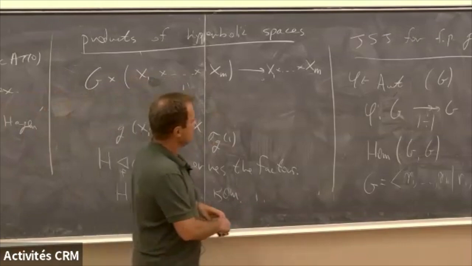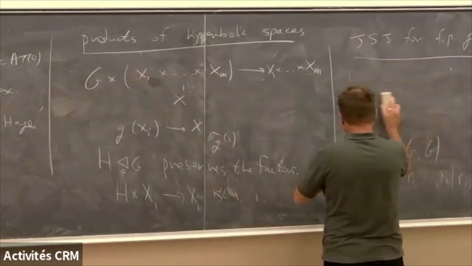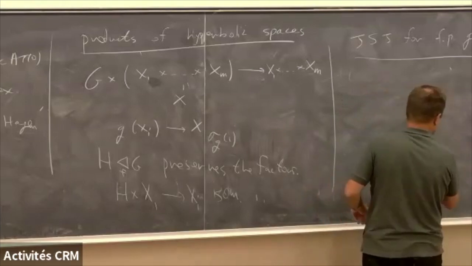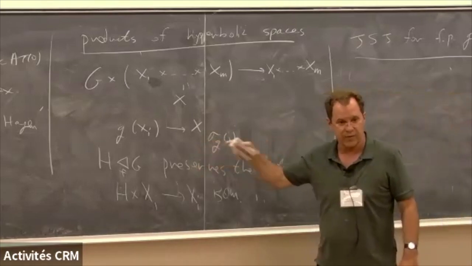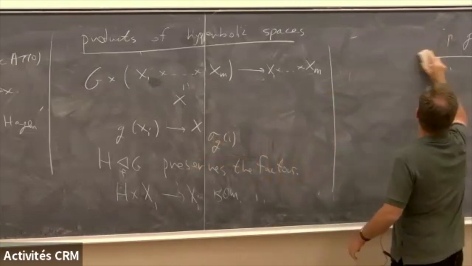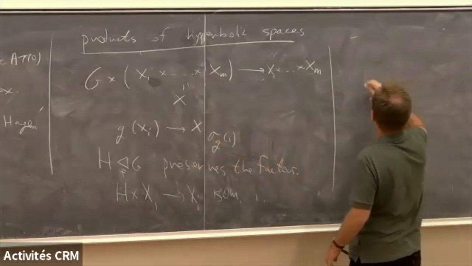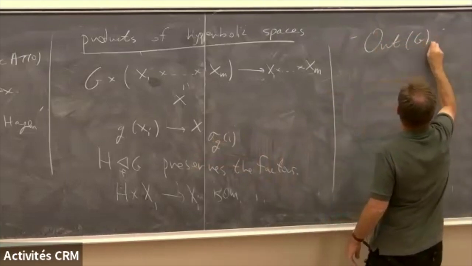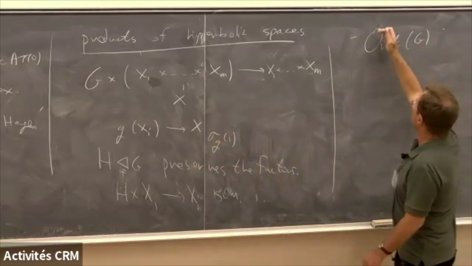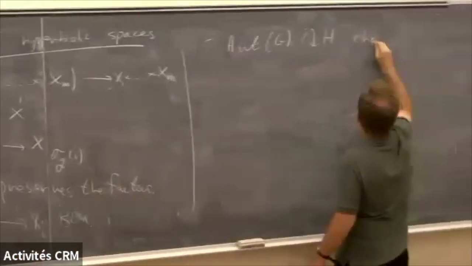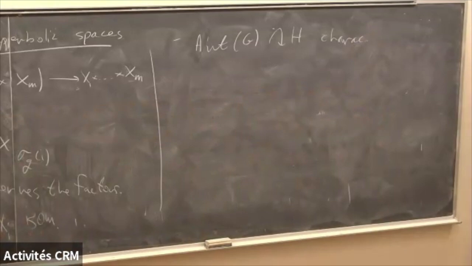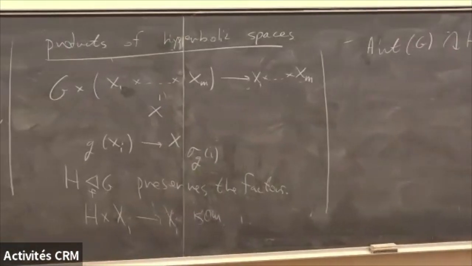As I said, the goal is to understand the structure of the automorphisms of a group that acts on a product. See, the group itself in general will not have product structure. It just acts on a product. We want to understand what one can say about Out(G). Out(G) acts on H because H is characteristic. So we are going to use the action of the automorphism group of G on this characteristic subgroup H.